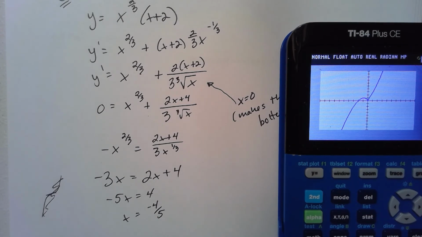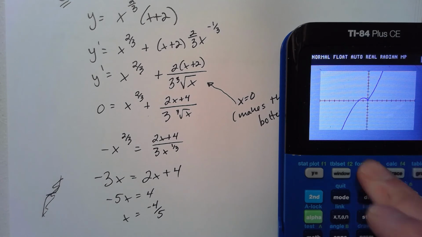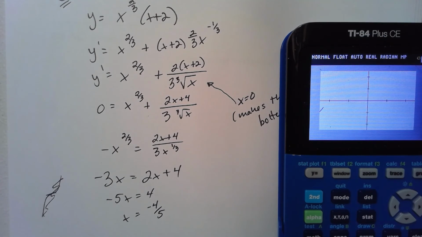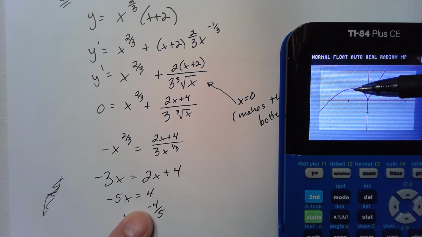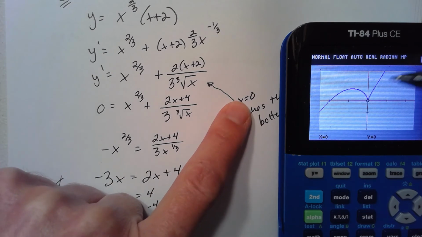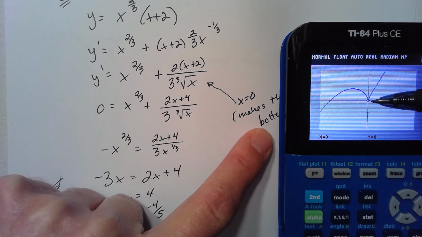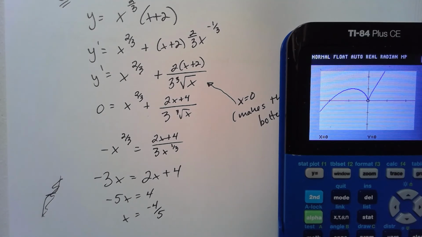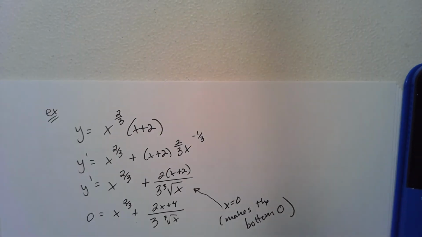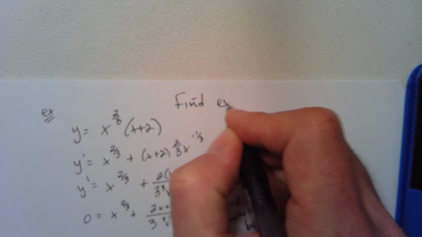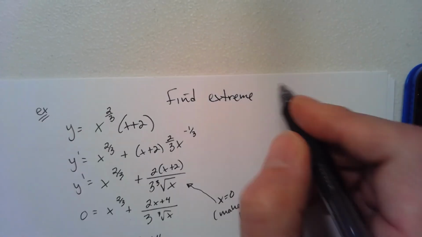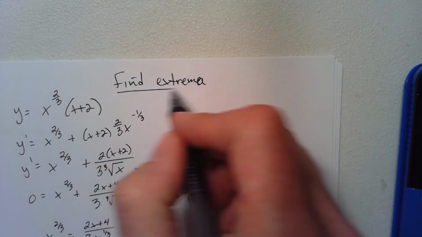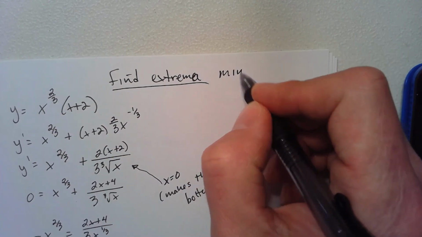All right, so we do have our horizontal tangent. That's what we got when we did negative 4/5 right here. And that's right there at negative 4/5. And something happens at zero, it's undefined at zero. Yes, that produces another extrema. So let's answer the question. I didn't even say what we're trying to find. So basically find the extrema and label them as mins and maxes.